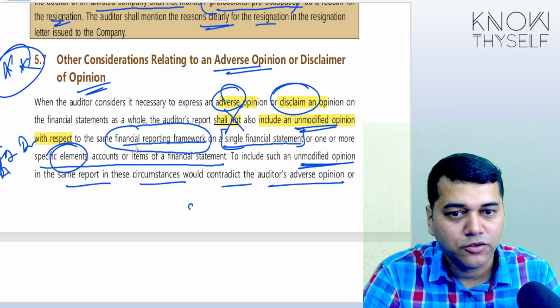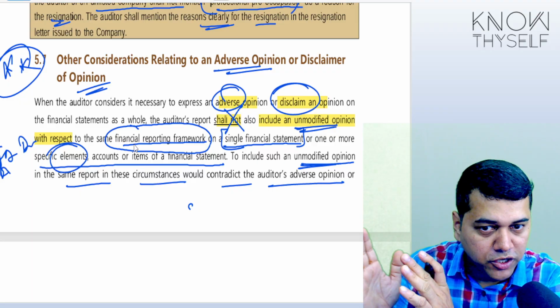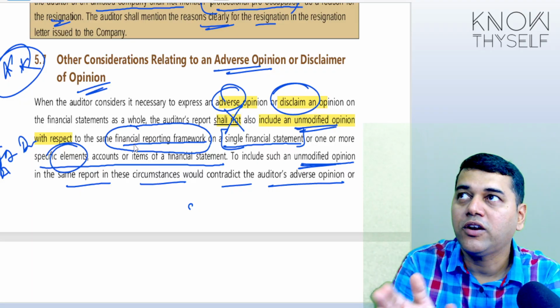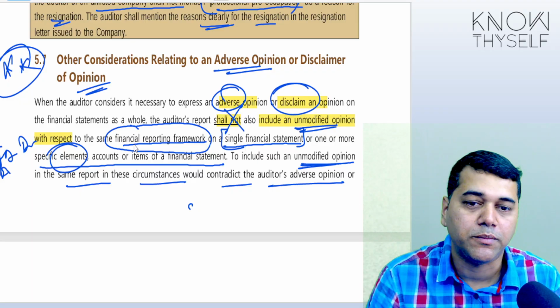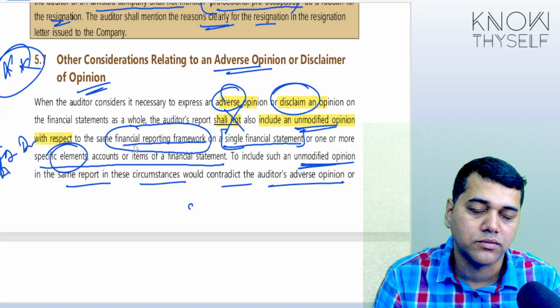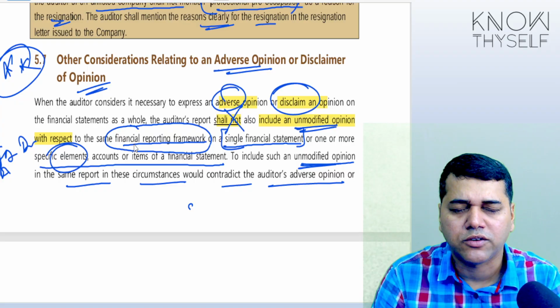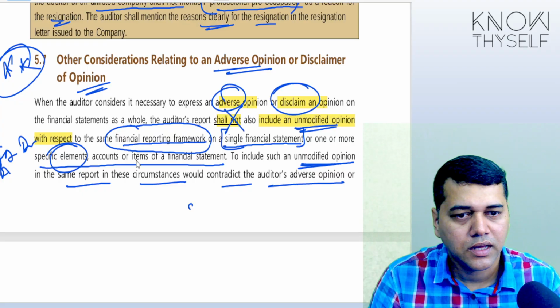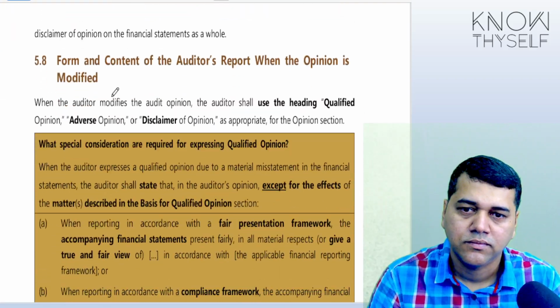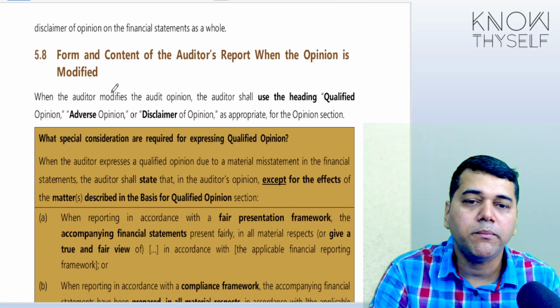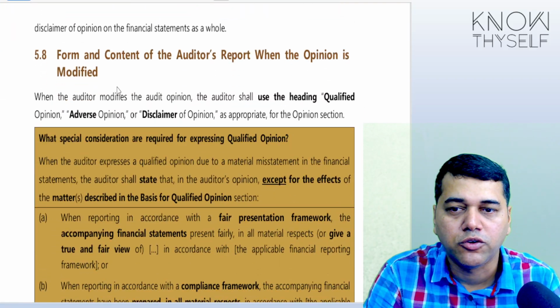In such cases, you can actually issue a disclaimer opinion on one framework, and on a single financial statement you can give another type of opinion. Are you clear, students? Yes. Now, the form and content of the auditor's report when the opinion is modified.